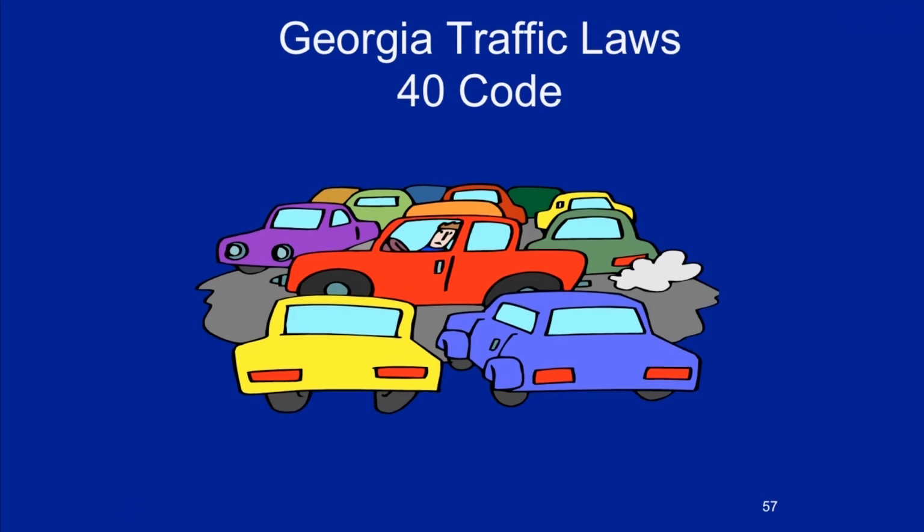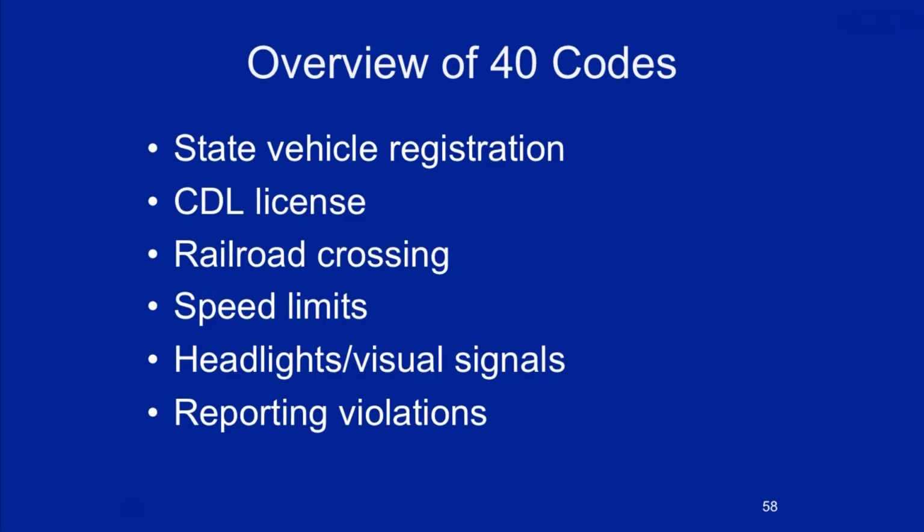Included, though, also in the 40 code is licensing requirements. So that is administered by the Department of Driver Services. And both police and Department of Driver Services fall under the general agency of the Public Safety. The Georgia Department of Public Safety is the umbrella agency over all of these other smaller agencies. Overview of 40 codes. It does talk about state vehicle registration. School buses are a vehicle. They're government owned, so we don't have to spend a lot of money to register our vehicles, but nonetheless they have to have tags on the back of them just like any other vehicle would have.